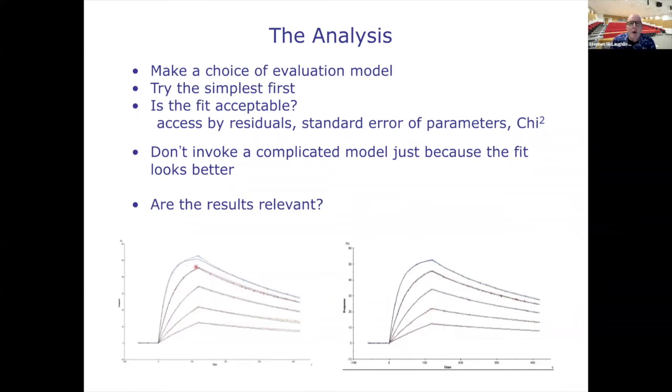Now, it'd be very easy just to say, well, this isn't fitting very well, maybe I'll try a very, very complicated model. Oh, look, my fit is better. Therefore it must be this complicated model. But you've got to ask, is that actually relevant? Are you just invoking a complicated model because it fits better, or do you have poor data?